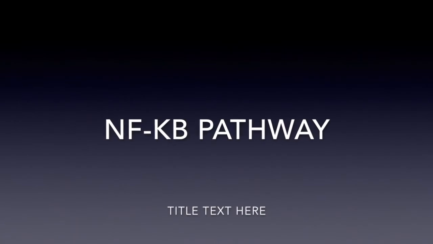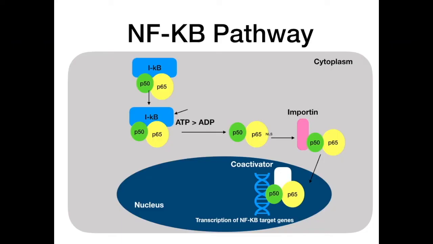Okay, so this is a video on the NF-kappa B pathway. So here's a picture of the pathway. We have NF-kappa B, which is composed of P50 and P65 subunits. It's bound to I-kappa B, which is the inhibitor of kappa B, to ensure that NF-kappa B is activated by the appropriate stimuli. The interaction prevents the NLS of NF-kappa B from interacting with the importin.